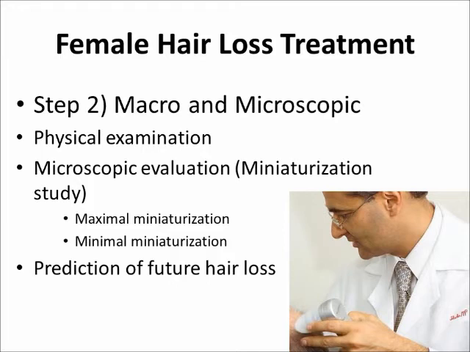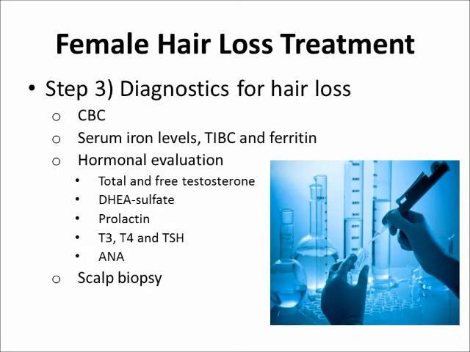Step 3 is diagnostics. We need some lab work. Many women who show diffuse hair loss need to get some lab work done. CBC, complete blood count, is very important to see whether or not they have anemia. Serum iron levels, TIBC, and ferritin are the lab work that shows the iron levels and iron balance in patients.